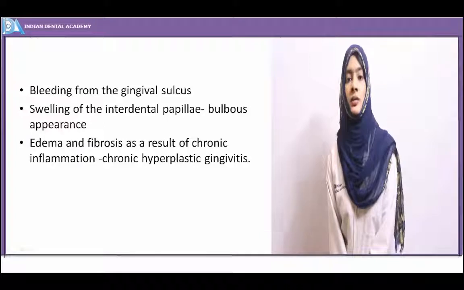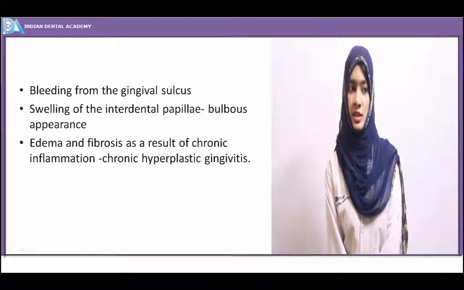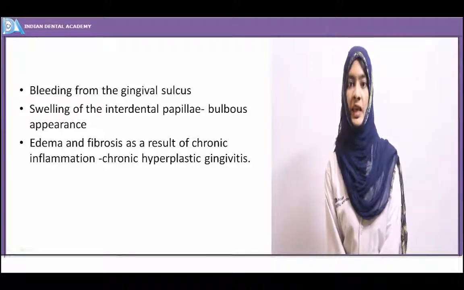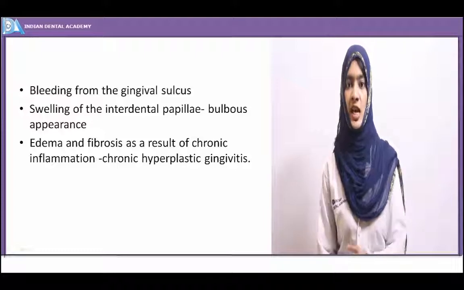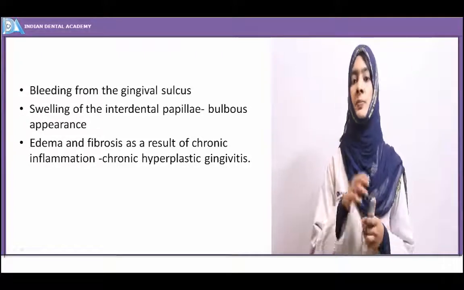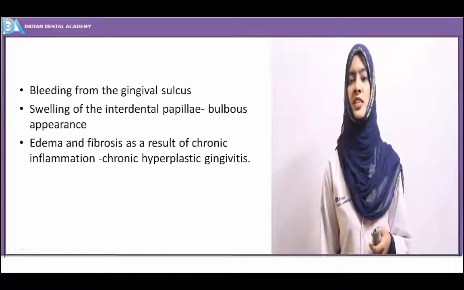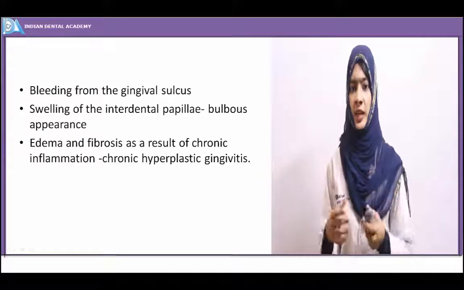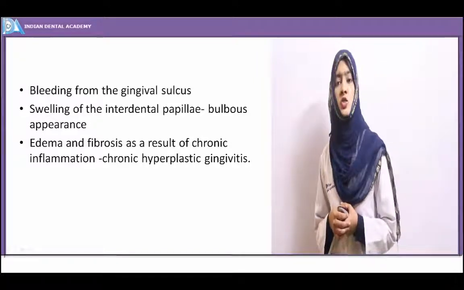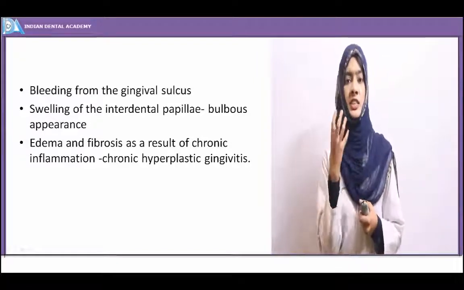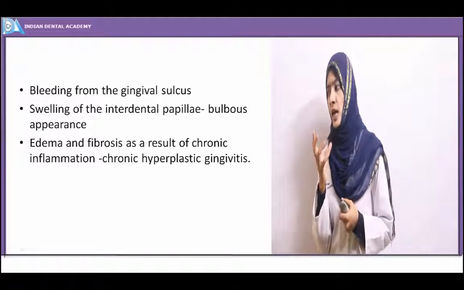Then because of inflammation, the interdental papillae and the marginal gingiva appear to be swollen and there is bleeding from the gingival sulcus. So whenever you insert a periodontal probe into the gingival sulcus, it manifests bleeding. And because of the swelling of the interdental papillae, they give a bulbous appearance.